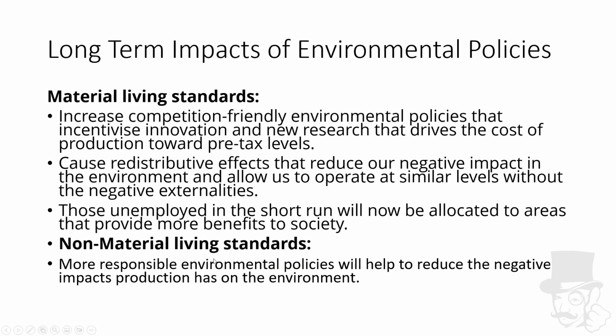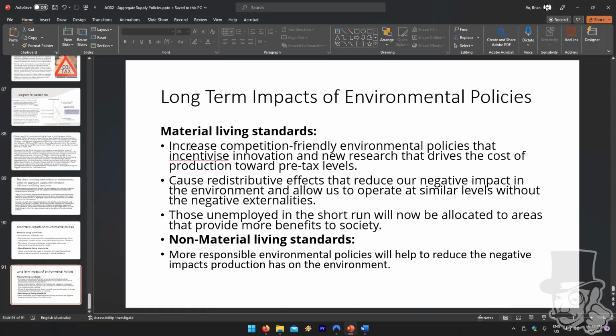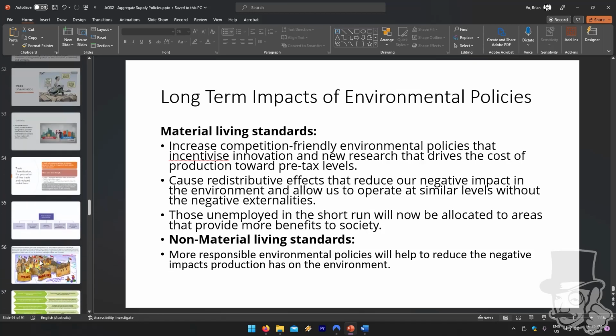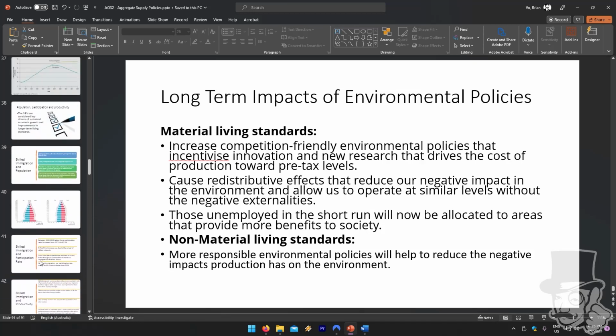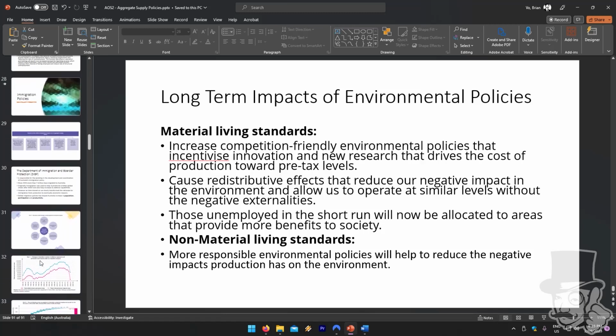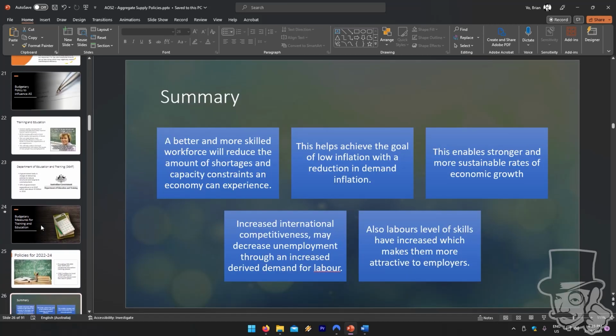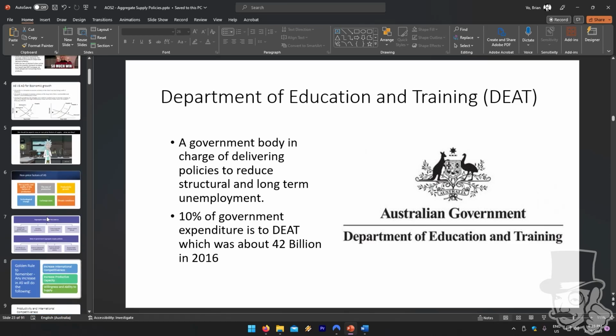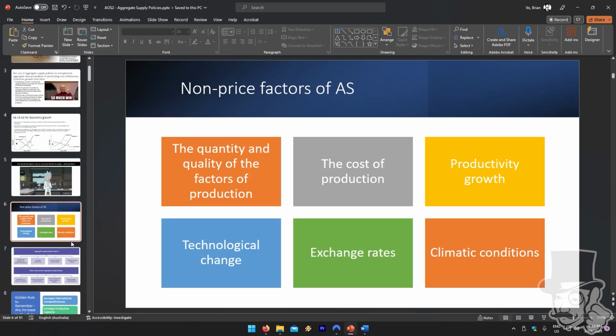That's everything you need to know about aggregate supply. It's a lot, but it's pretty much the same bread and butter approach. If aggregate supply increases, then our non-price factors improve, our inflationary pressures go down, our environmental footprint goes down, our intertemporal efficiency increases, and overall we should get more goods and services available at a cheaper price.